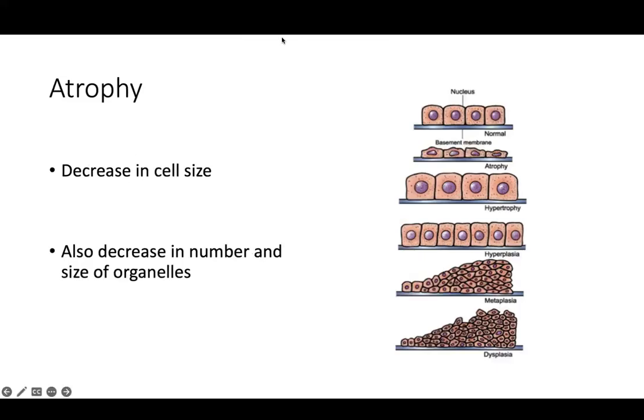So the first cellular adaptation that we'll talk about is something called atrophy. And atrophy is essentially a decrease in the cellular size. A lot of times, atrophy is also referring to a decrease in the number and size of the organelles that are within each cell. So if we're looking at normal cells and we see the atrophied cells, these cells are smaller. And if you looked at their organelles, they would also be smaller and there would be less of them.